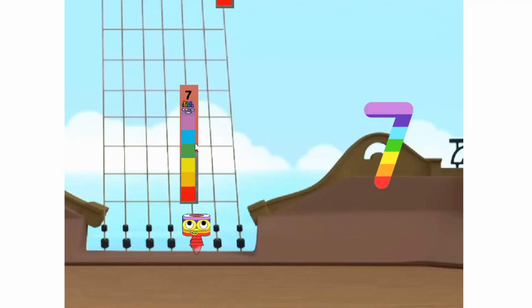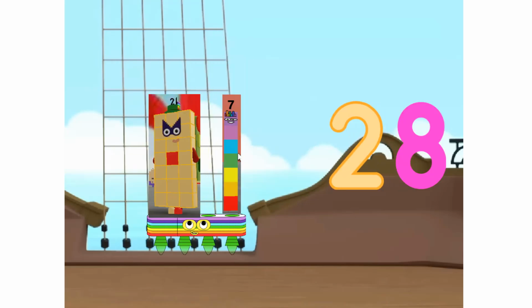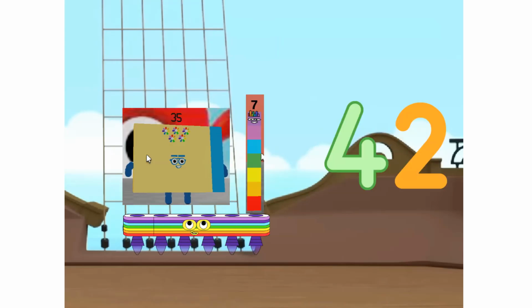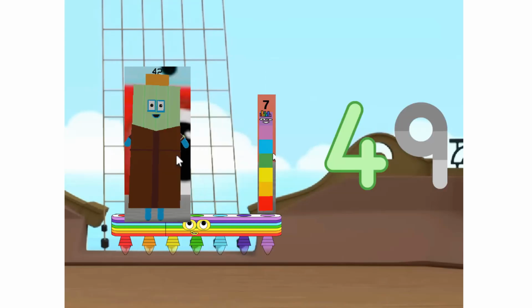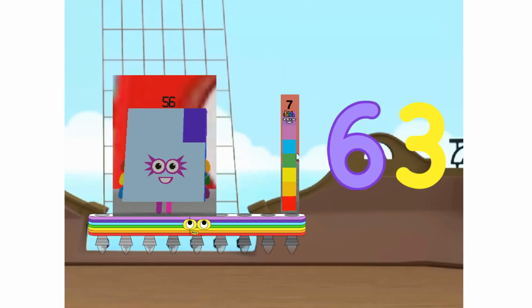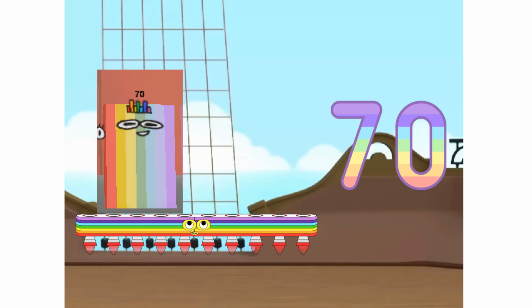7 is 7, 2 sevens are 14, 3 sevens are 21, 4 sevens are 28, 5 sevens are 35, 6 sevens are 42, 7 sevens are 49, 8 sevens are 56, 9 sevens are 63, 10 sevens are 70.